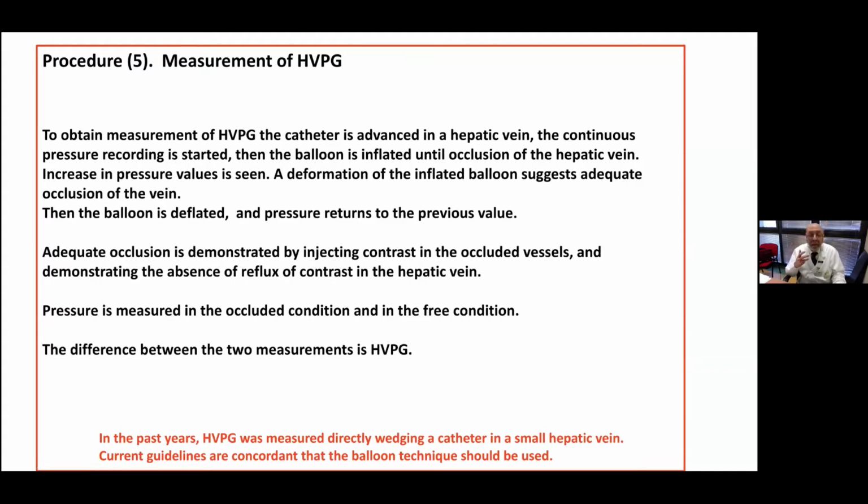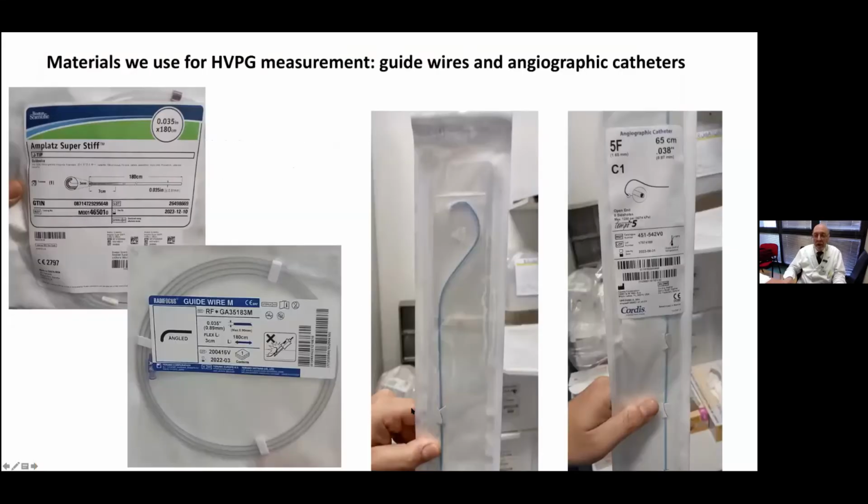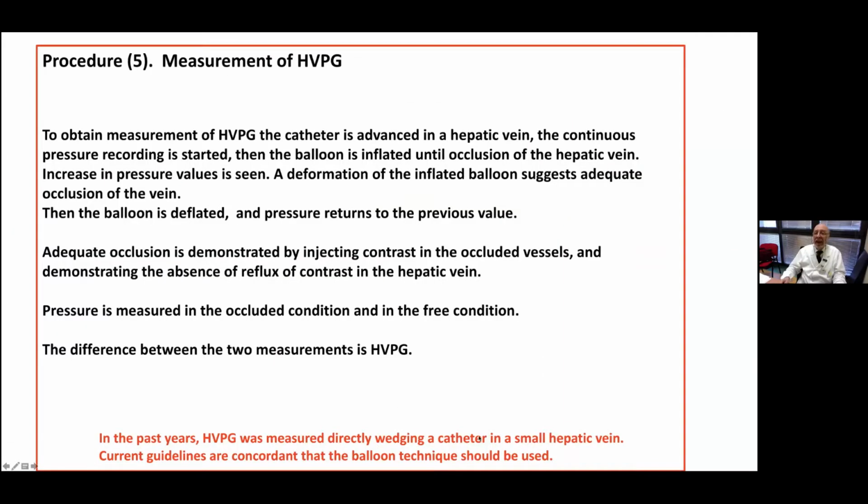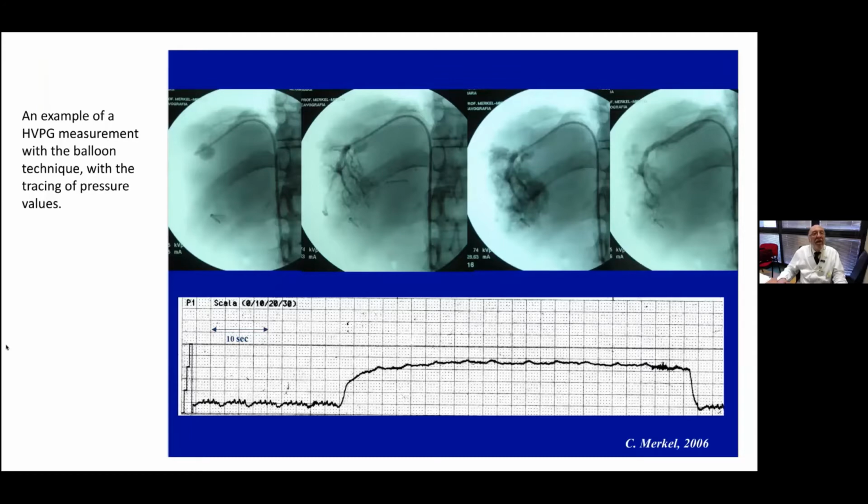Well, in the past years, HVPG was measured directly wedging a catheter in a small hepatic vein. And this was done for many years. I'm rather old and I remember when it was done in this way, so this is the reason why I'm speaking some words about it. Well, current guidelines are concordant that the balloon technique should be used because it is better, and we'll see why we say this.